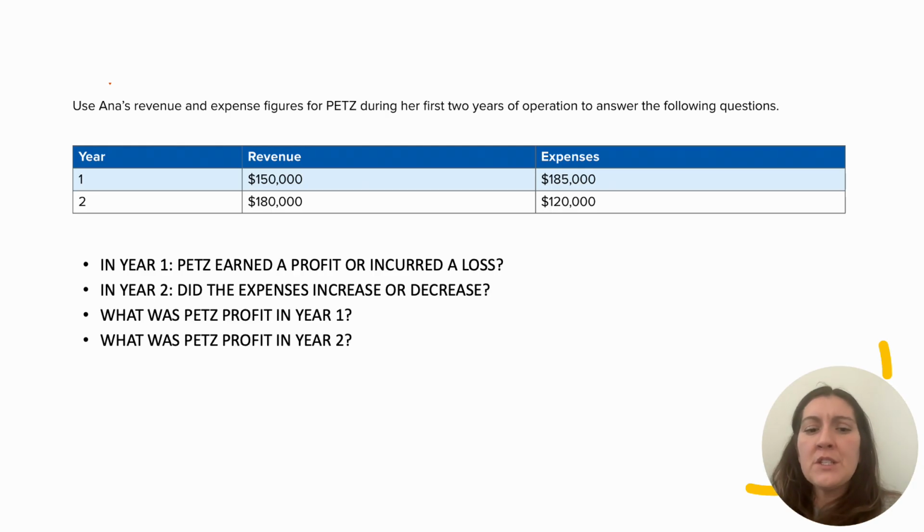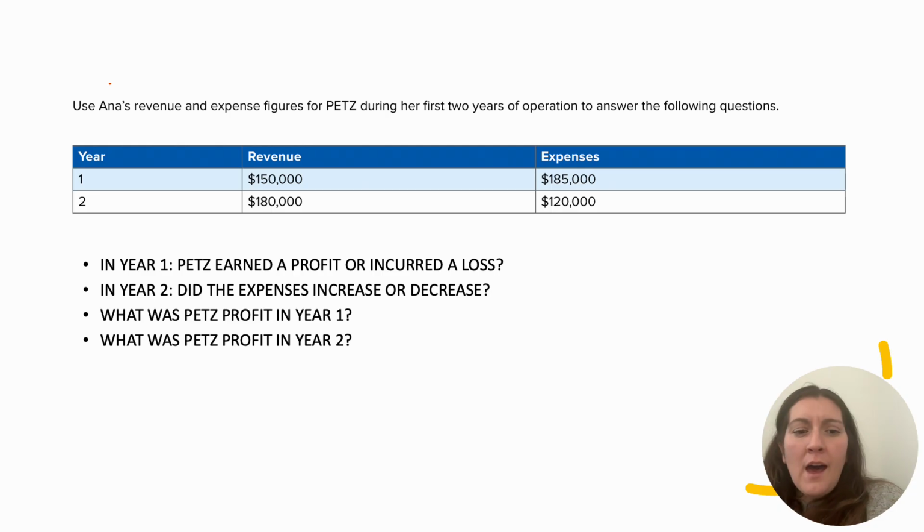Okay. Year two, did the expenses increase or decrease? So now we're just looking at expenses. The first year was $185,000, the next year $120,000. The expenses went down by quite a bit. And that's typical for a company because we figure out how to do things more efficiently. We realize, oh gosh, we really didn't need two people to cover these shifts. One person could handle it. Or maybe more likely we didn't need four, we only needed two, or something like that. We found a way to do this cheaper, faster, quicker. We found a different manufacturer. Whatever. There's lots of ways to cut costs.